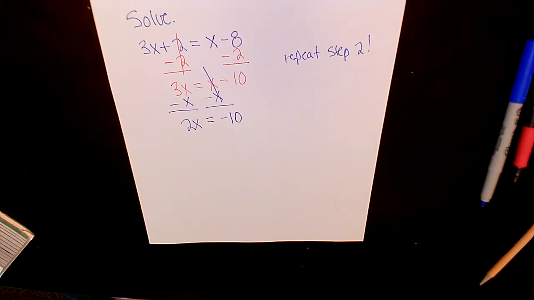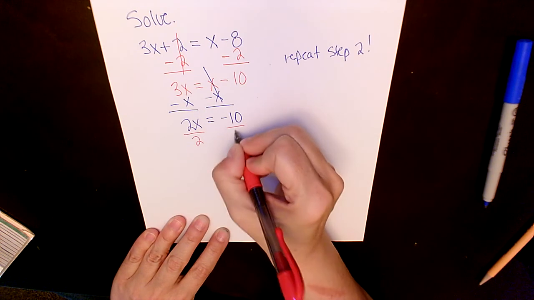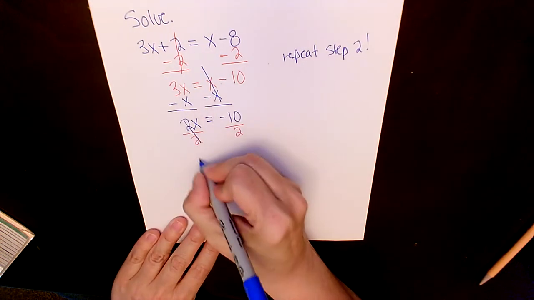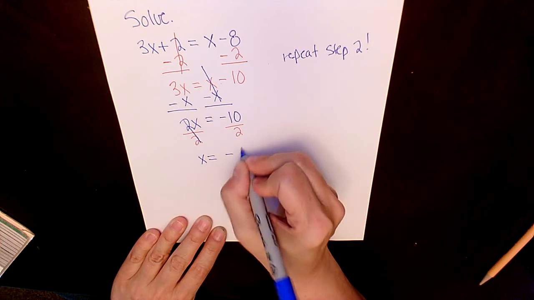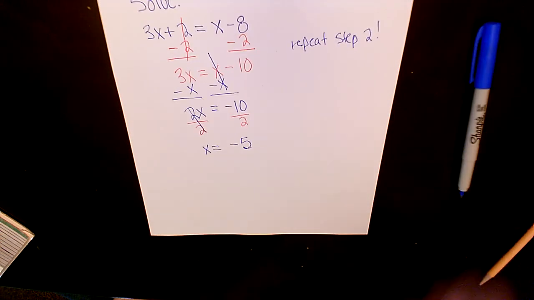So now I have what I want. I have all the x's on one side and the numbers on the other. And I'm going to do step 3, which is divide. I'm going to divide both sides by 2. So these cancel. x equals negative 5. And that's my solution.